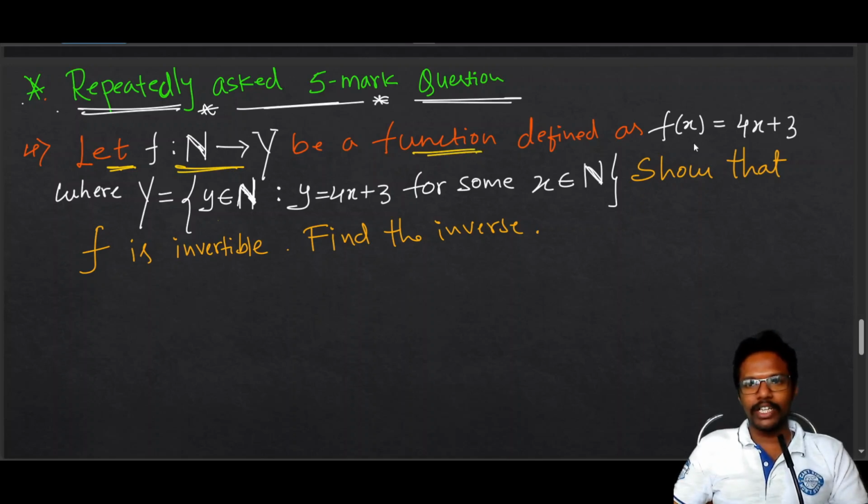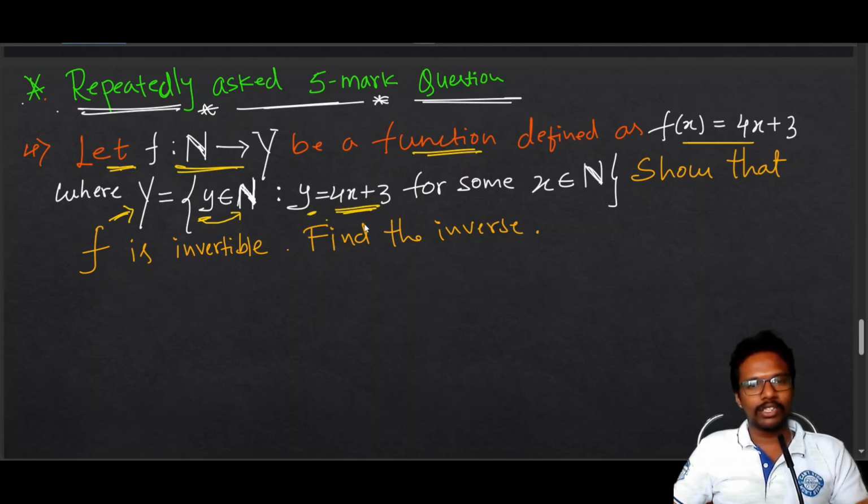The function is defined as f of x equals 4x plus 3. It means if you input an x value from the natural numbers, it is going to calculate the 4x plus 3 value, which is in the codomain Y. Now they are going to explain about this Y. Y is the set which contains elements, small y, belonging to the natural numbers. So capital Y also contains natural numbers, but there is a restriction.